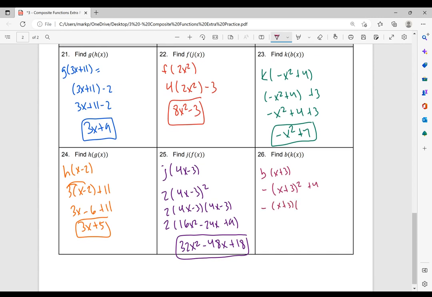I'm going to FOIL it out, distribute the negative, and then add the 4. So negative, that's going to be x squared plus 6x plus 9, plus the 4 on the outside. Negative x squared, negative 6x, negative 9 plus 4. And last, negative x squared minus 6x, and negative 9 plus 4 is negative 5. And that's it.